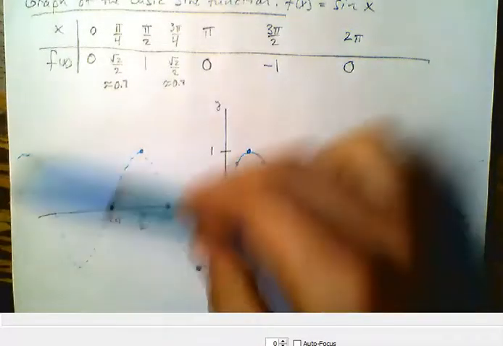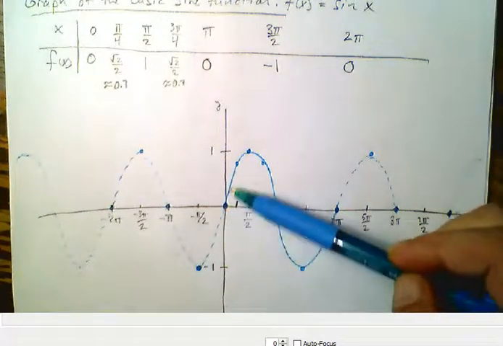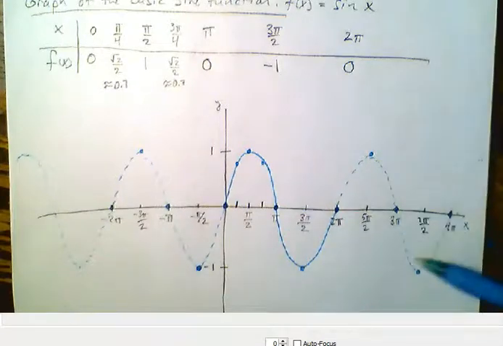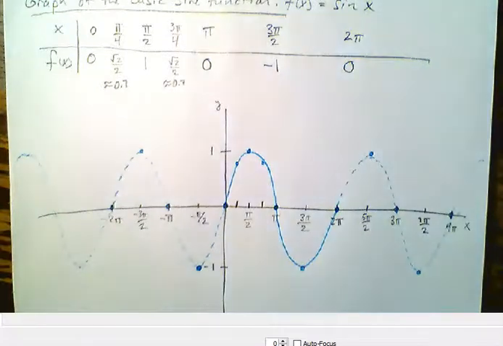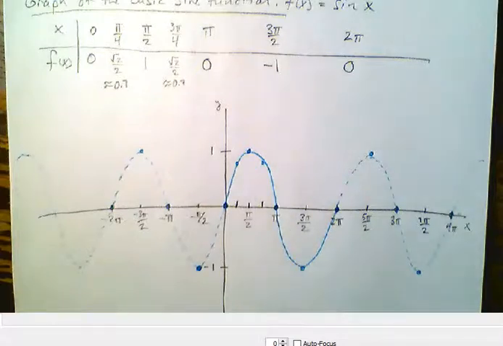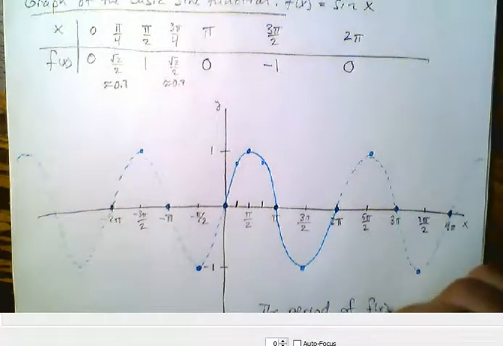So it's just this oscillating wave, starting at the origin, going up to 1, back through 0, down to -1, and continuing forever. Okay? We see here that the graph repeats every 2 pi units. Therefore, the period of f of x equals sine x is 2 pi.